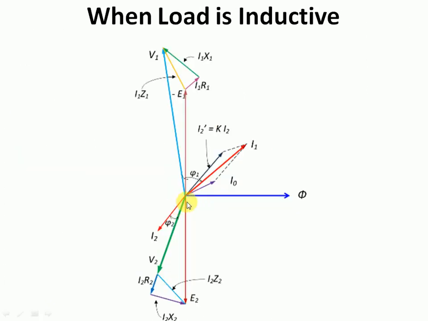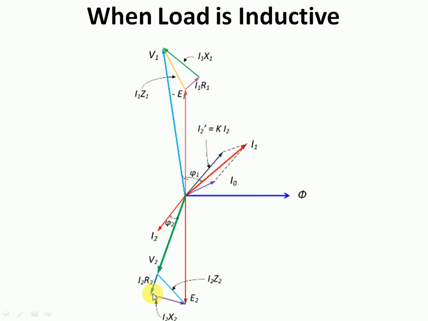So while drawing this vector diagram, when the load is inductive, the first step you have to draw I0, E2 minus E1. Then lagging E2 you have to draw V2. Only difference is in this case the I2 won't be in the same phase as that of V2 because the load which we have connected is inductive one. So definitely I2 will be lagging V2 by some angle phi 2. This is how you have to draw I2.